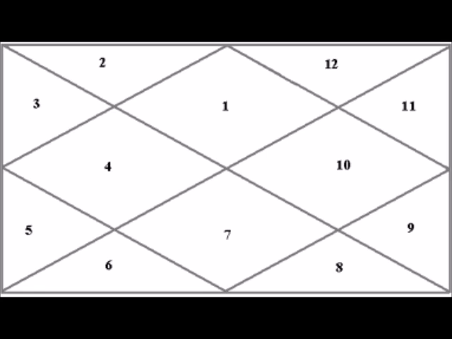So that describes the 7 planets: Sun, Moon, Mars, Mercury, Jupiter, Venus, Saturn, as far as their exaltation and debilitation points are concerned. Now we will be talking about Rahu and Ketu. Rahu and Ketu, who are shadow planets, also have their exaltation and debilitation points.